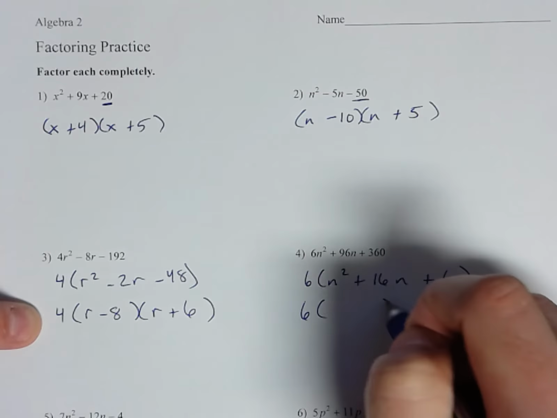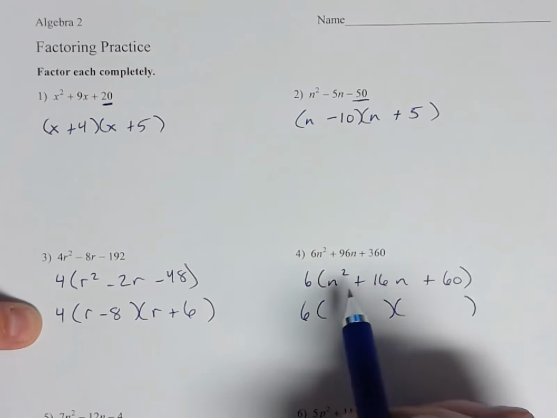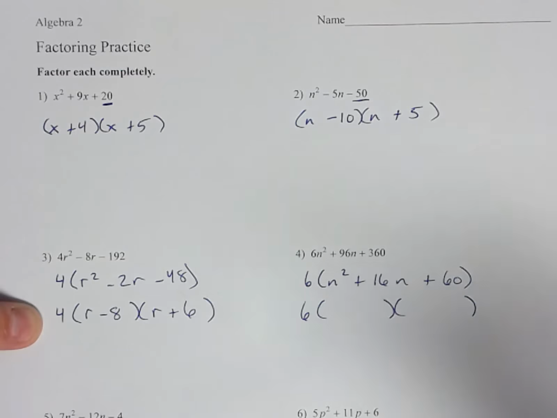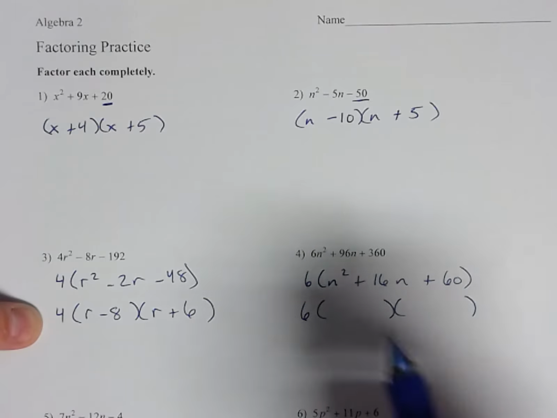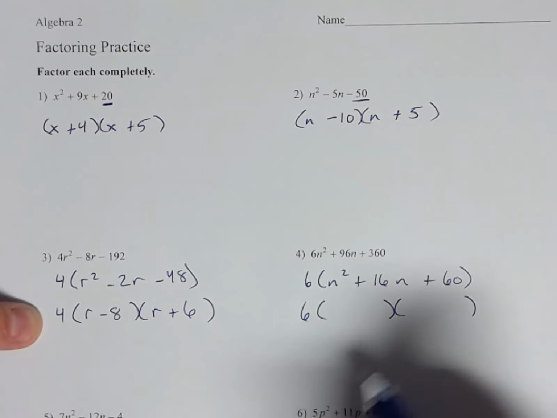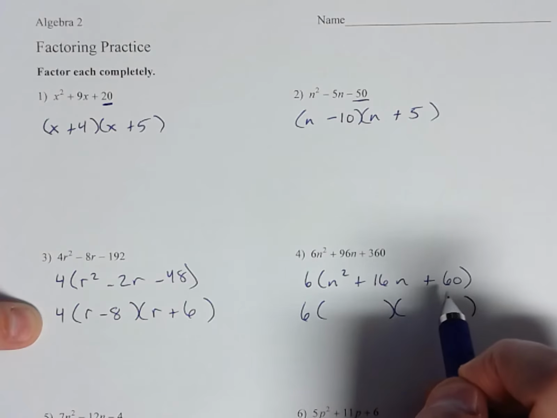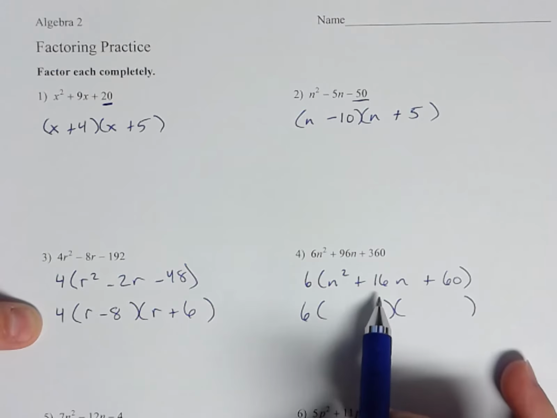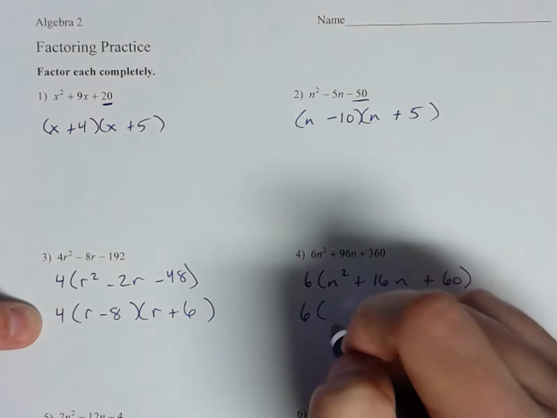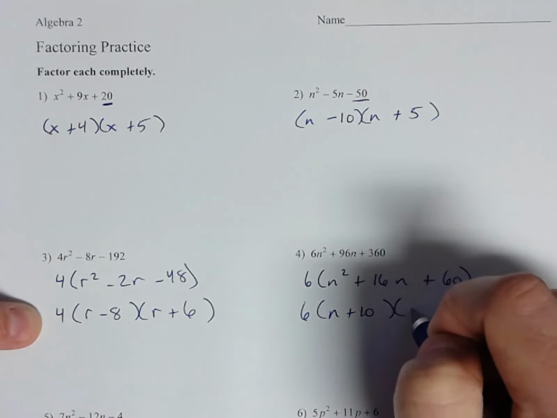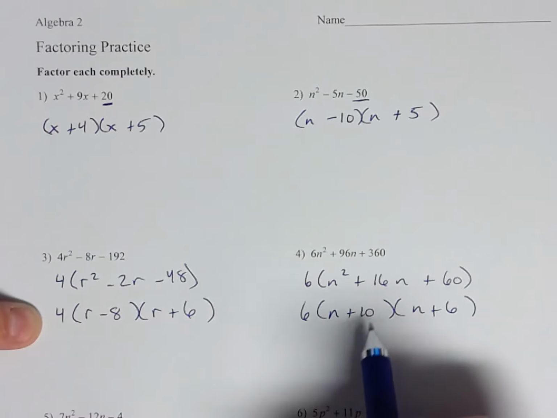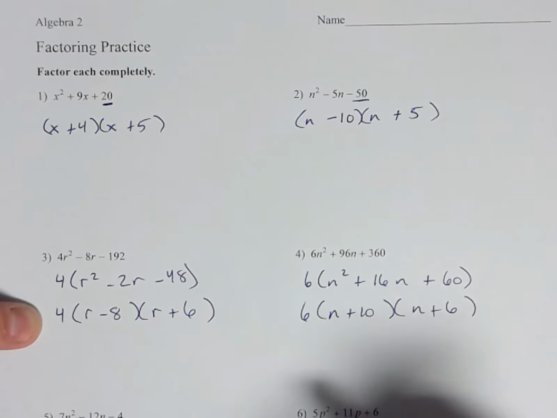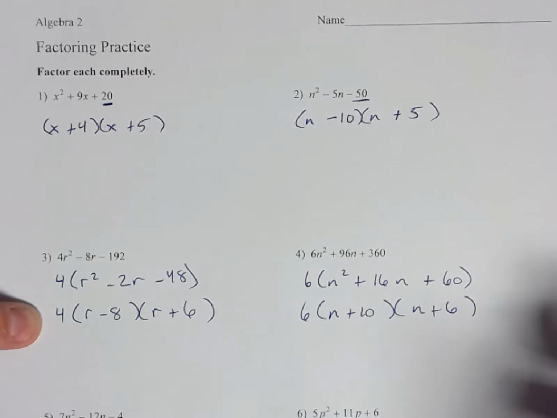So 6 times, now not every trinomial is going to factor, by the way, but these ones are, okay, because we're practicing factoring. That's why I'm automatically assuming these are going to work, and they are. So factors of 60, two numbers multiply to make 60, they will add to make 16. Hey, 10 times 6 sounds good. So n plus 10, n plus 6, again, 10 times 6 is 60, 10 plus 6 gives me 16. Kind of making sense, hopefully?